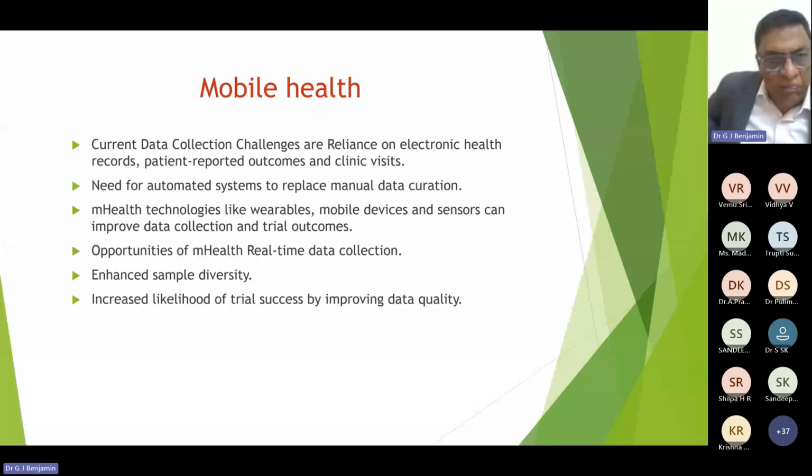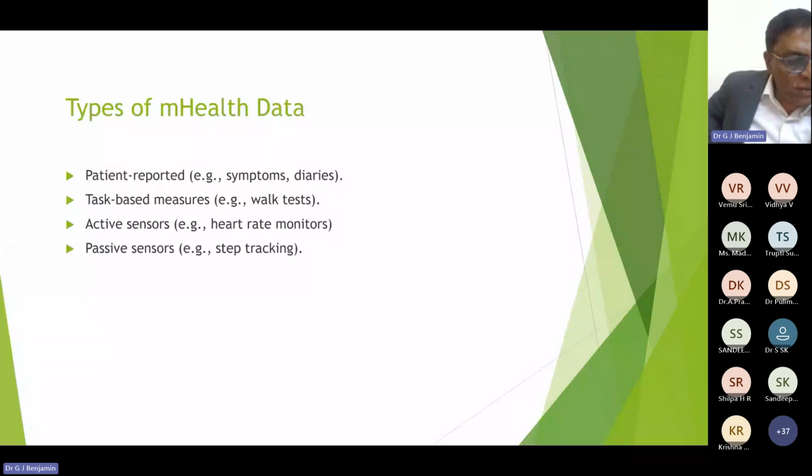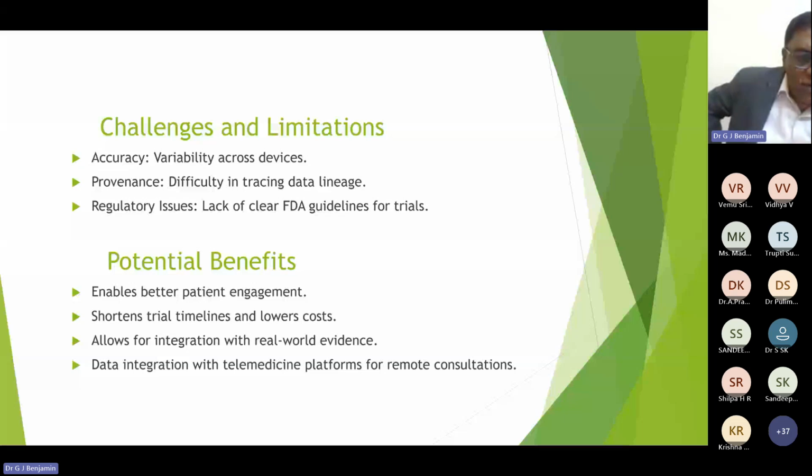The types of mobile health are patient-reported, task-based measures, active sensors, and passive sensors. Going further, next are challenges and limitations: accuracy, provenance, and regulatory issues. In accuracy, there is variability across devices; in provenance, difficulty in tracking data lineage. The regulatory issue is the lack of clear FDA guidelines for trials. FDA gives general guidelines, but there is a lack of clear guidelines for trials.